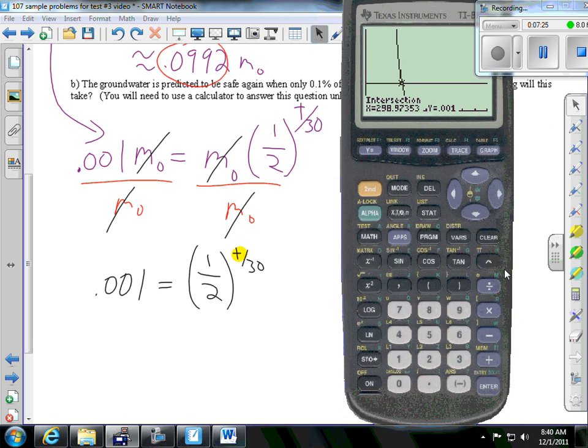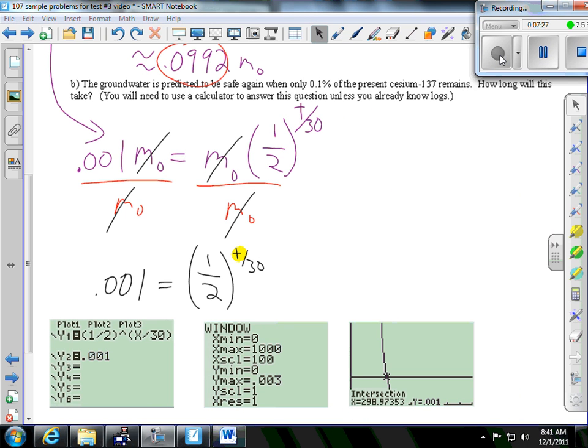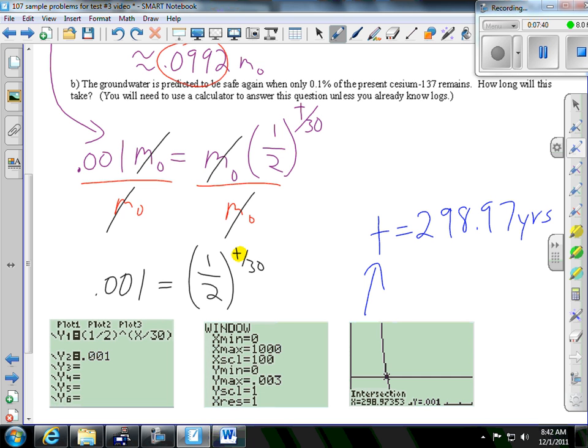So we'll get a screenshot and then we'll put our answer. Okay, so we've got our screenshots of the equation, the window, and then the graph. And so putting them all together, we find that after about 298.97 years, we will be down to 0.1% of the present cesium-137, at which point it's safe to go back in the water.